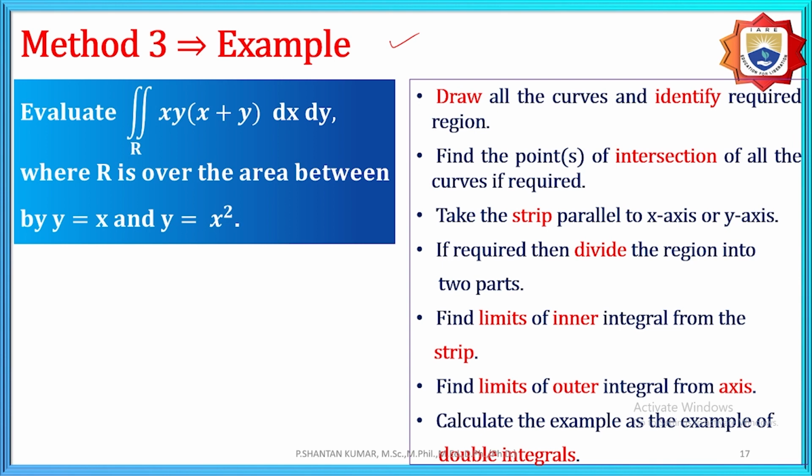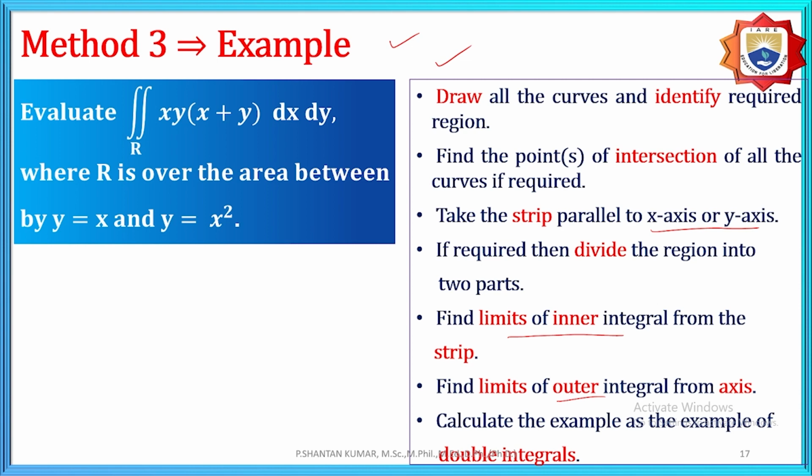And here first we need to follow the procedure: draw all the curves and identify the required region, then find the points of intersection, then take the strip parallel to x-axis or y-axis, and find the limits of the inner and the outer integrals, and do the calculation. That means whatever we require in the procedure, we need to find from the given equations. You need to draw the diagram, find the curves and the bounded region, the intersections, and after that follow either parallel to x-axis or parallel to y-axis.